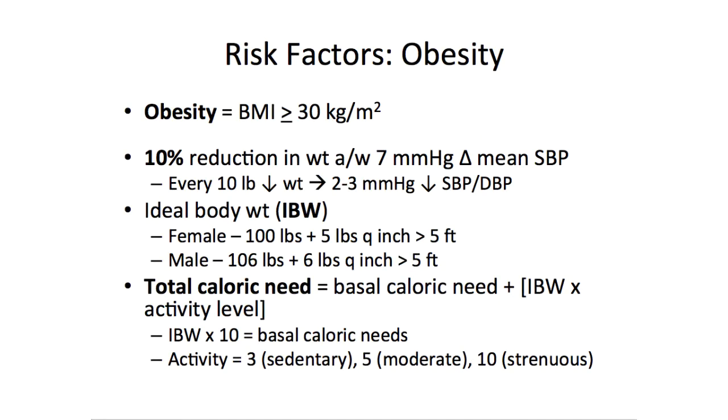Obesity is defined as a BMI greater than 30 kilograms per meter squared. A 10% weight reduction has been associated with a 7 millimeter mercury change in the mean systolic blood pressure. Additionally, for every 10 pounds of weight loss, there is a 2 to 3 millimeter of mercury decrease in the systolic and diastolic blood pressure.